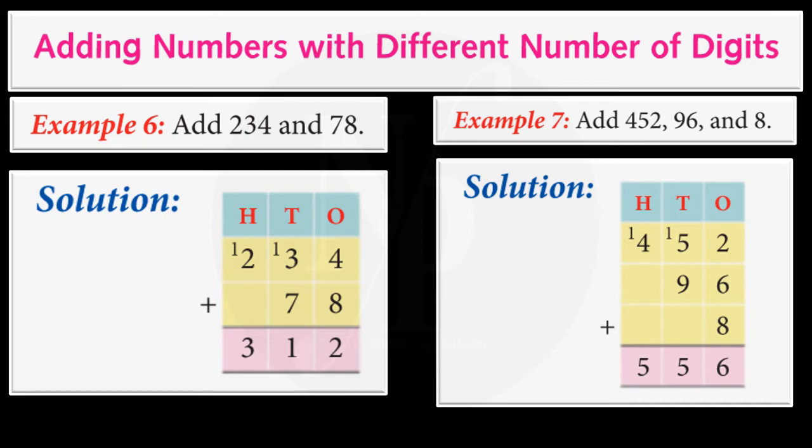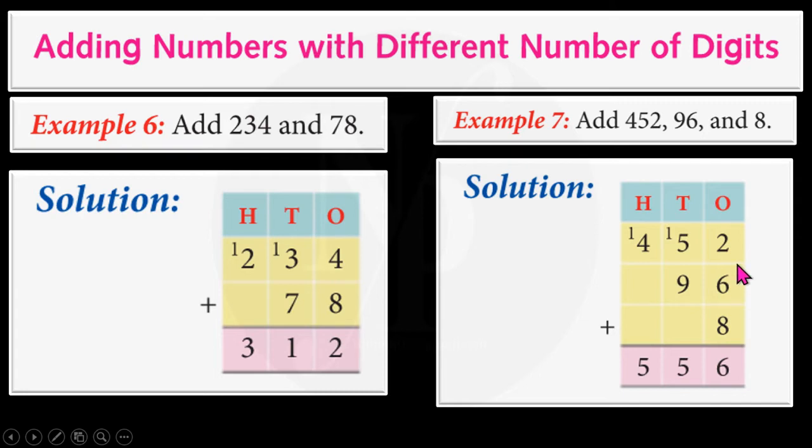As shown here, 452 is written in the place values table, where 4 is in hundreds place, 5 is in tens place, and 2 is in ones place. 96 is a 2-digit number and 9 is in tens place, 6 is in ones place. 8 being a 1-digit number, it will always be in ones place.